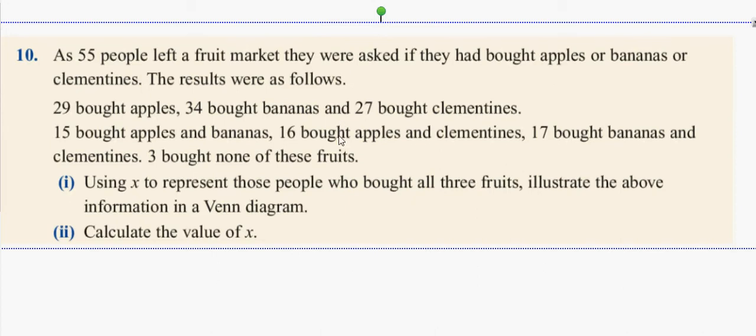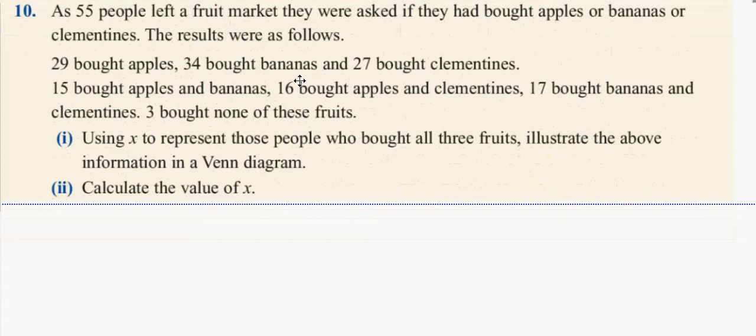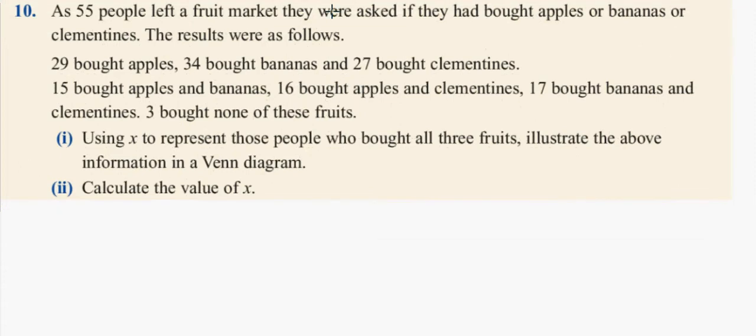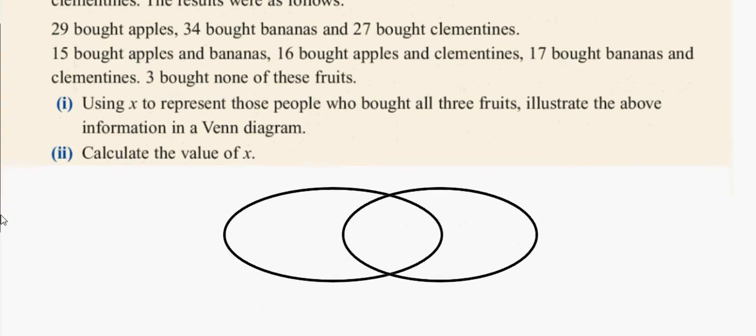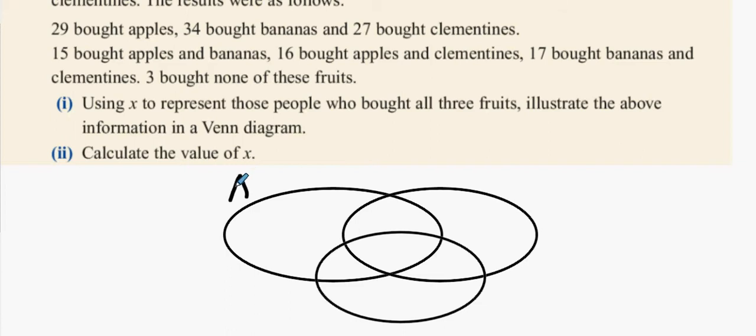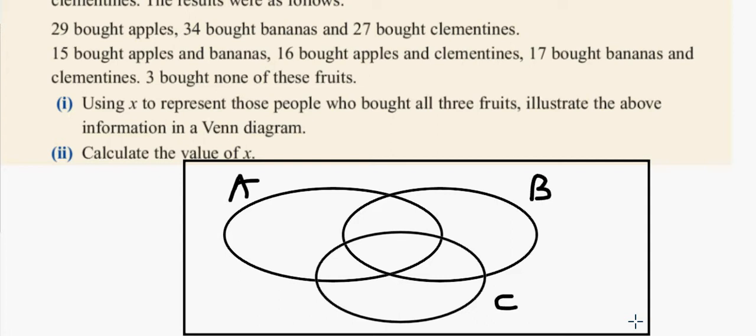55 people left the fruit market and asked if they bought apples, bananas, or clementines. Very exotic. So what do we have here? There we go. So what are the letters we're going to use here? A, B, and C. Was there anybody that didn't buy anything? 3 people bought nothing. So if 3 people bought nothing, that's indicative of a rectangle along the outside. Okay. So 3 bought none.